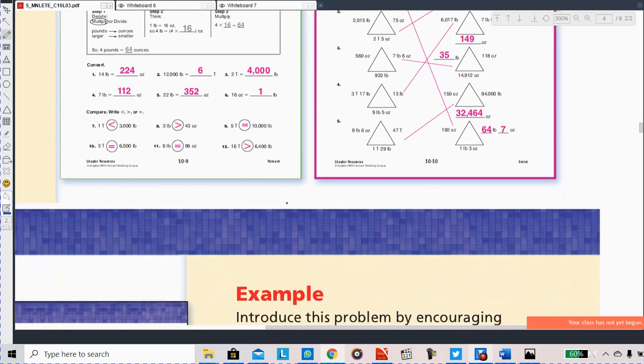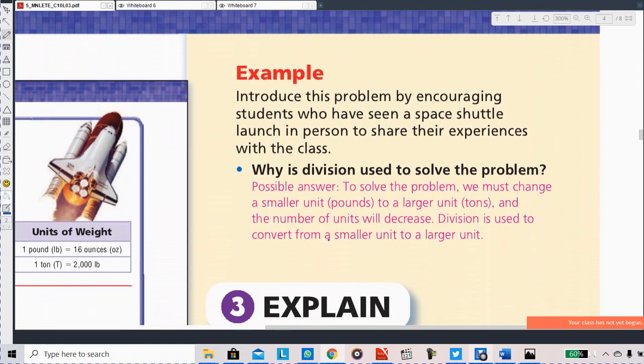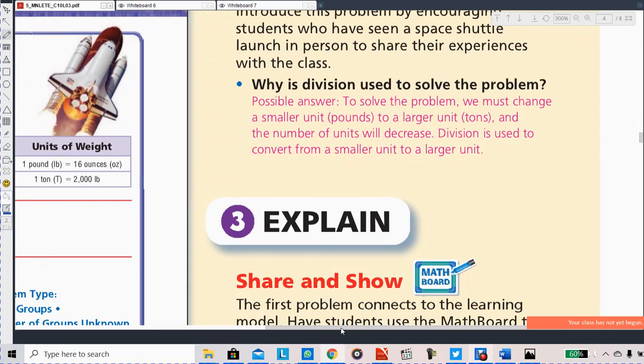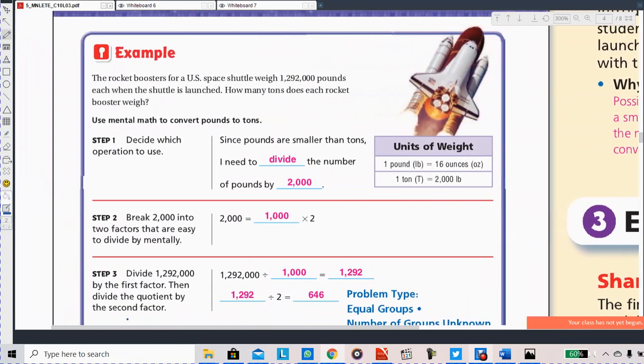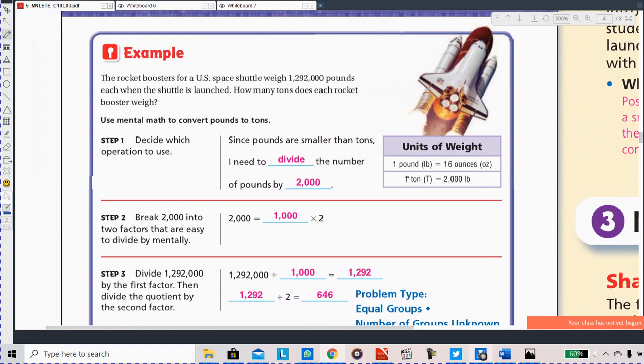So it's very simple to convert between units of weight. You have to remember how many ounces per pound and how many pounds per ton. Okay, here in this example, the rocket boosters for a US space shuttle weigh 1,292,000 pounds each when the shuttle is launched. How many tons does each rocket booster weigh?